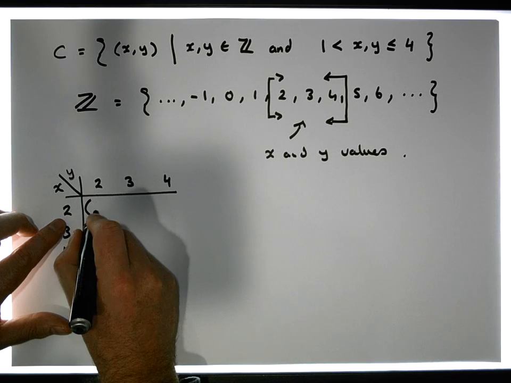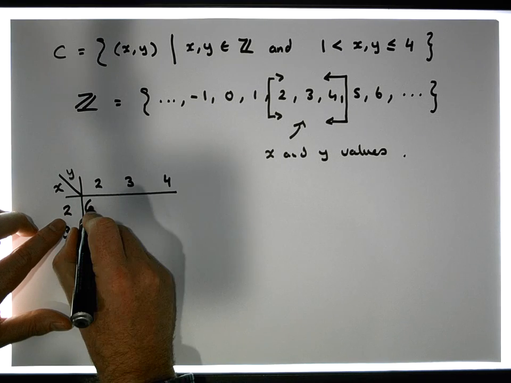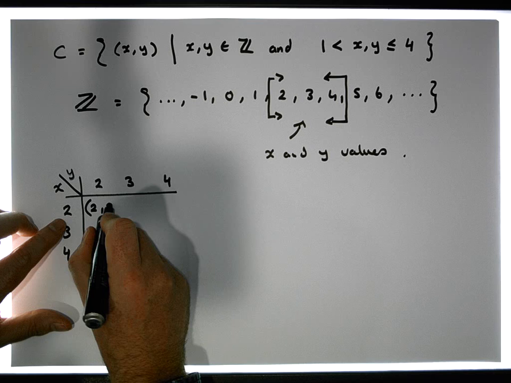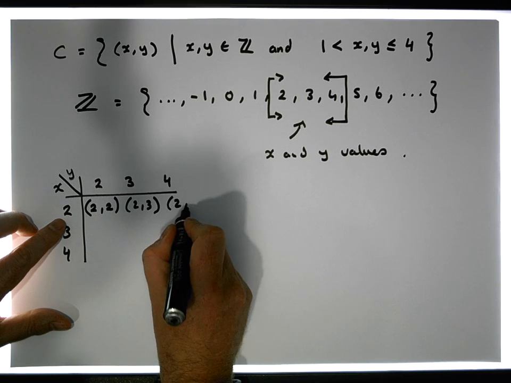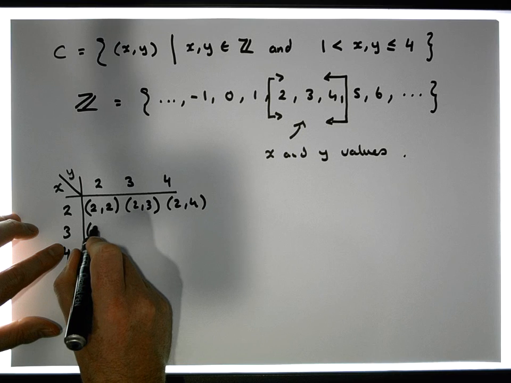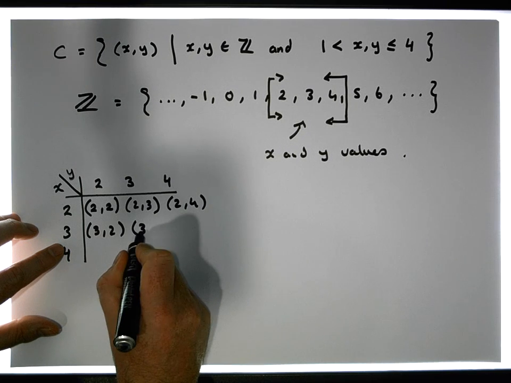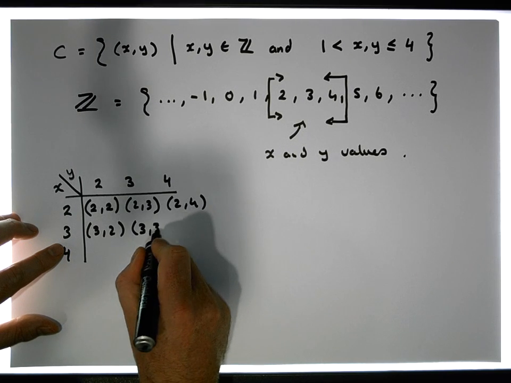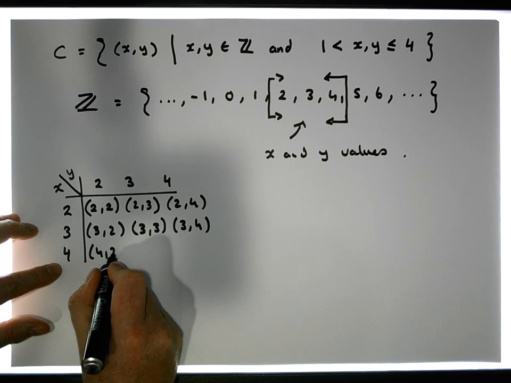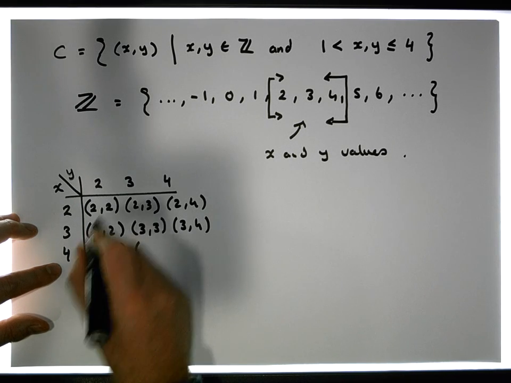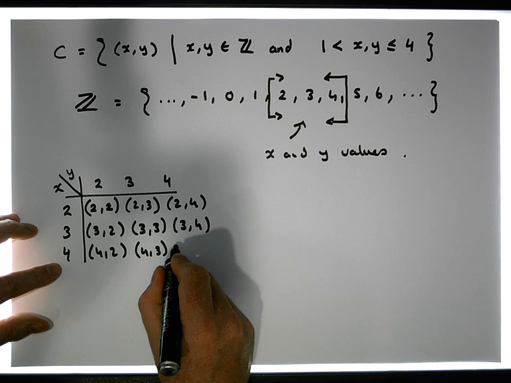So they have an open round brace, the x value goes in first, followed by the y value. Okay, the x value, the y value, and so on. We have the x value, the y value. We have 4 with 3. Okay, and we have 4 with 4.